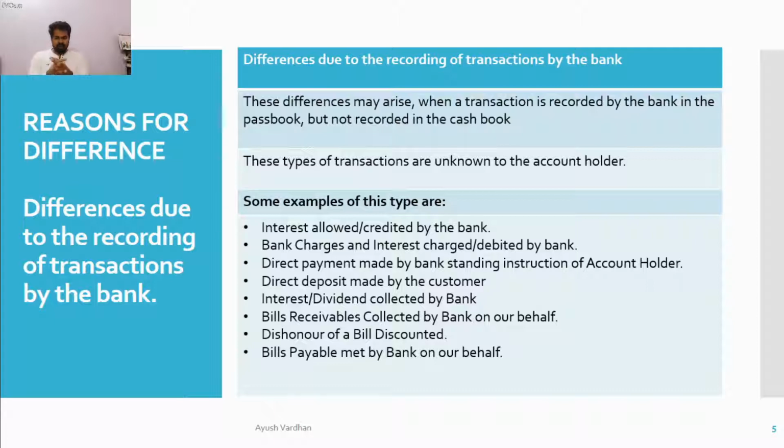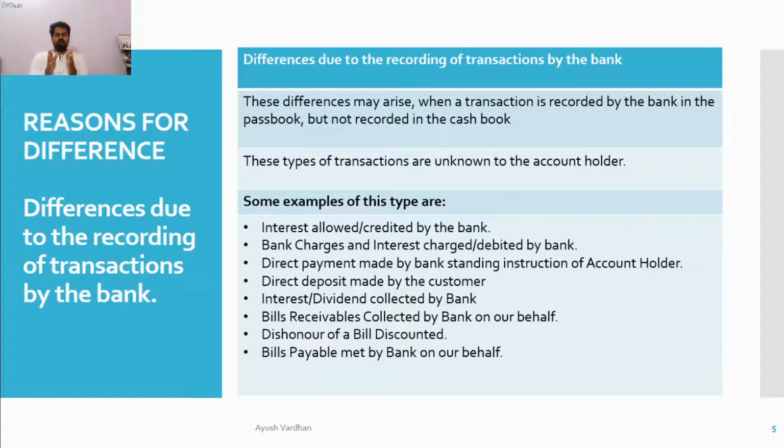These differences may arise when a transaction is recorded by the bank in the passbook but not recorded in the cash book. So what are differences due to recording? The entry has been one-sided. The same entry is not recorded in both the passbook and the cash book. So what kind of entries could these be?